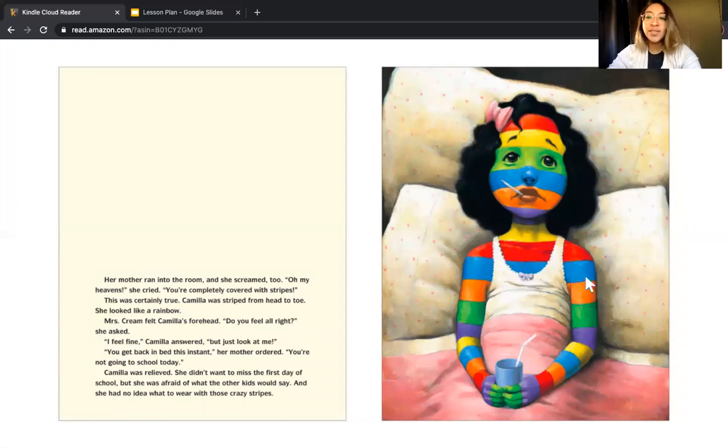Jacob, what makes you think that she's sick in this picture? The thermometer, yes, and the cup. Many times when we're sick, we take our temperature using the thermometer that you see here. And she has a cup with water. Many times we try to hydrate when we're sick. Let's go on to our next image.